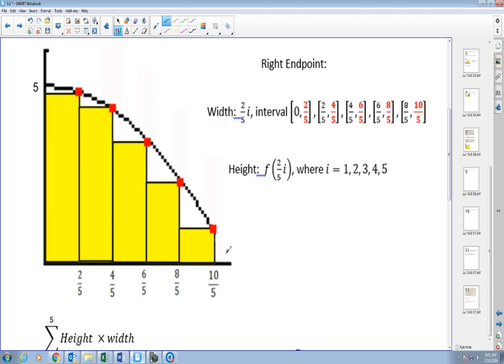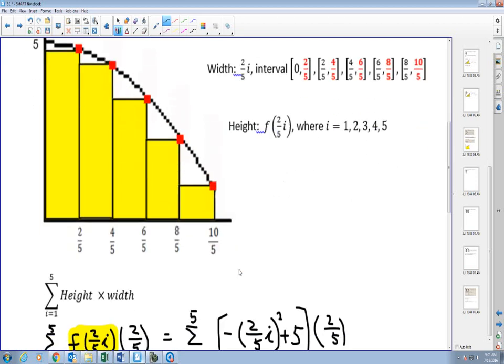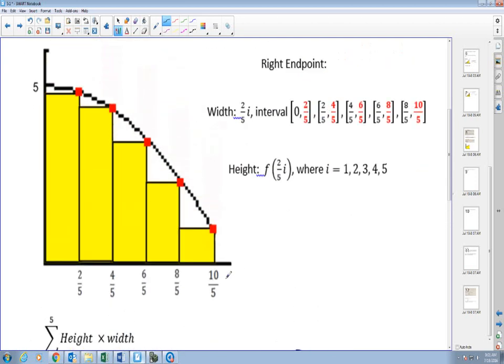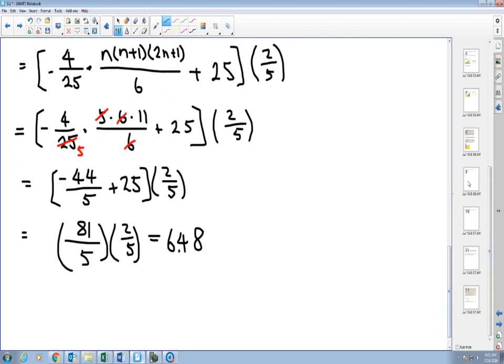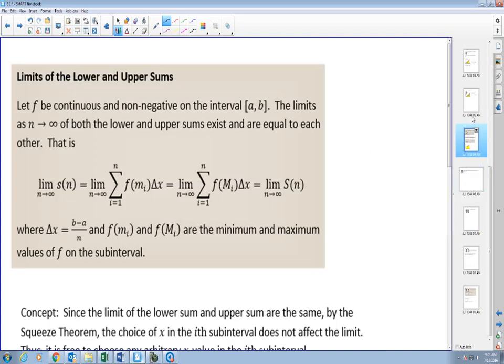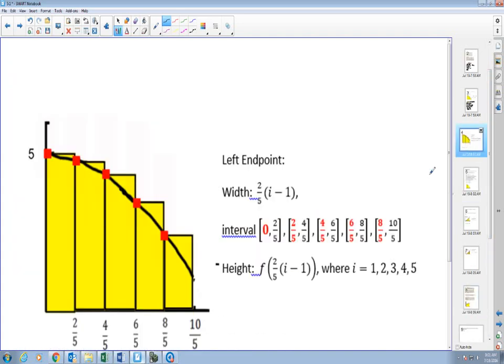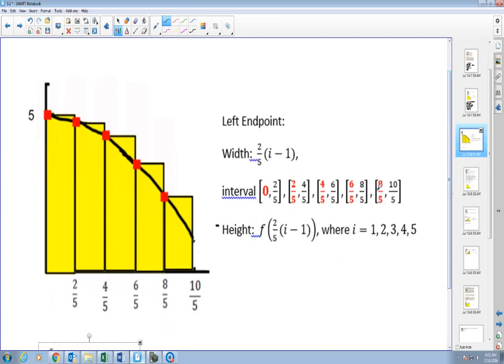Alright, so the problem here is these rectangles are underneath the curve. So all these white parts that are under the curve, I actually did not include them. So what we can do is draw another set of 5 rectangles that are above the curve. Sorry, went too far down. We call those the left endpoints.